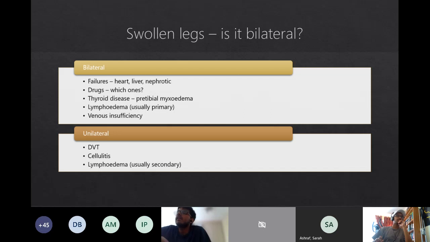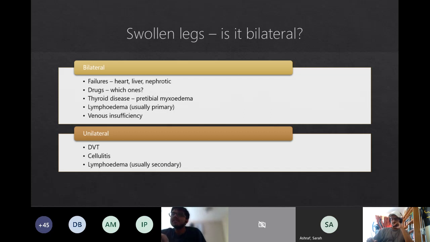So lymphedema, you say lymph node resection is a cause of swollen legs, but if it's bilateral, you want to be thinking of primary lymphedema, so like a congenital cause. We'll talk about that in a minute. You don't really need to know that much about it. And don't forget about venous insufficiency, which is very common in older people with smoking histories and arteriopaths. If they're unhealthy, they'll have venous insufficiency.